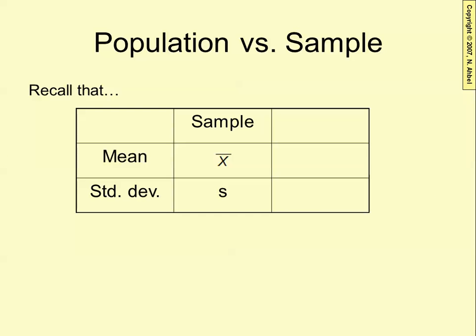Recall that if we are taking a sample of the entire population, we use English letters, and the mean is x bar, the standard deviation is s. If we're collecting information from the entire population, we use Greek letters, the mean is mu, and the standard deviation is lowercase sigma.